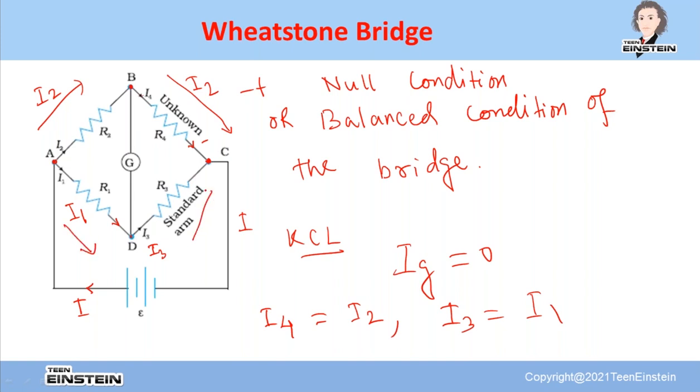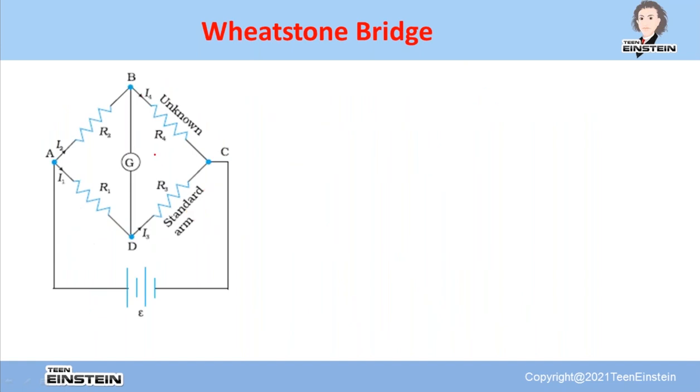Similarly, through this path A to D and then D to C, the same current is going. What is that? I1. That means I3 is equal to I1 and I4 is equal to I2. So with this, let us see, when there is a balanced condition, what is the ratio of the first term, second term, third and fourth term, that is, the ratio of these resistors? Actually, that is the main aim for this bridge.